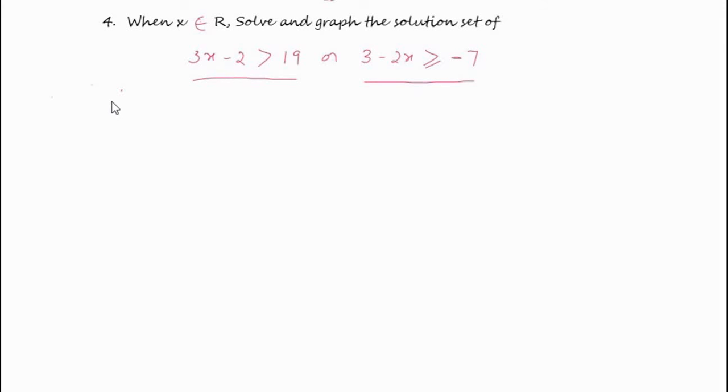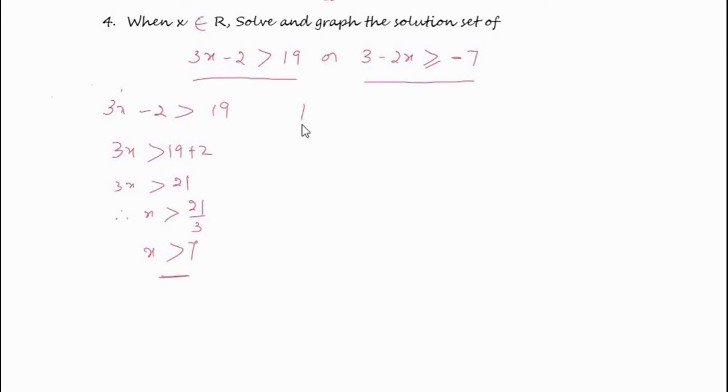Let us take the first inequation 3x minus 2 greater than 19. So 3x greater than 19 plus 2, 3x greater than 21. Therefore x greater than 21 divided by 3, so x greater than 7.